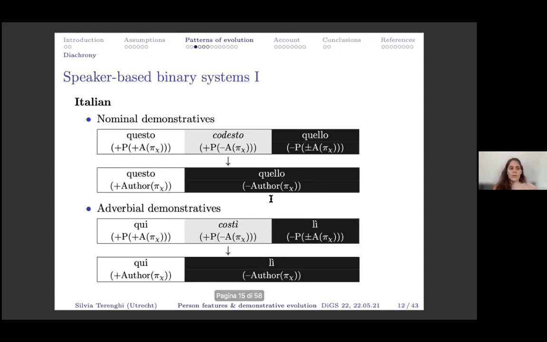Okay, so in diachrony, we see the reduction of ternary systems to speaker-based binary ones, for instance, in Italian. In Italian, Tuscan varieties actually still today show a ternary system in both domains, nominal and adverbial. So we have questo, codesto, and quello, or we have qui, costì, and lì. But crucially, in standard Italian, we do not use the middle form, so codesto and costì, and the hearer-oriented term then is lost. It's not there in either series.